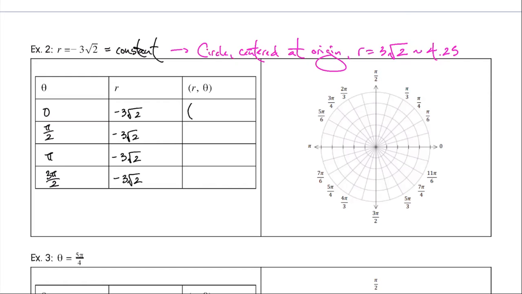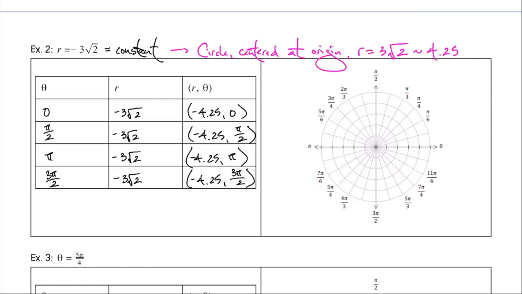So that means we have -4.25 comma 0, -4.25 comma pi over 2, -4.25 comma pi, and -4.25 comma 3 pi over 2. Okay, and I just changed them into decimals to make it a little bit easier to plot, okay? But let's go ahead and plot that first point.